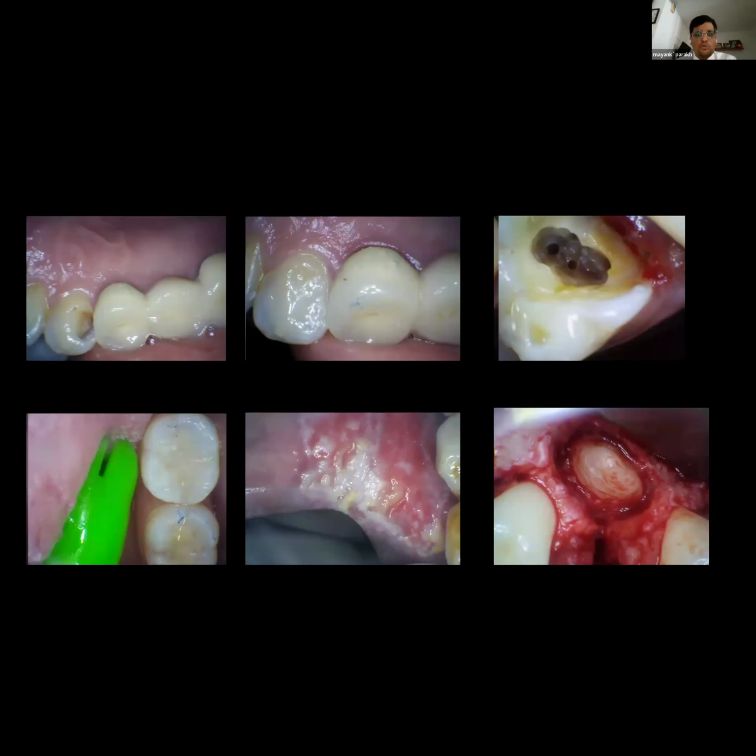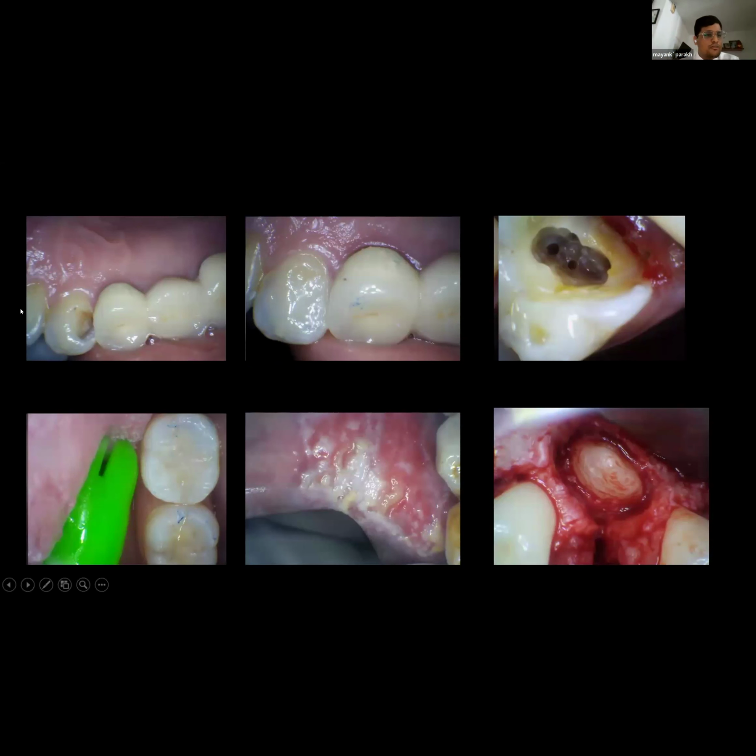Now, moving on to a tool that is so important that every dentist must have: an intraoral camera. You don't have to get a very fancy camera. A Waldent camera does the job excellently. I will show you why this camera is extremely crucial.